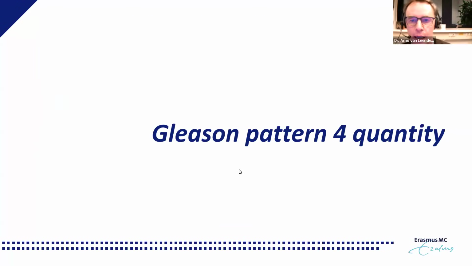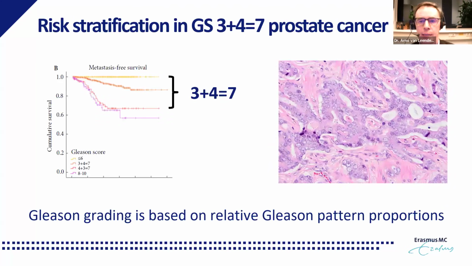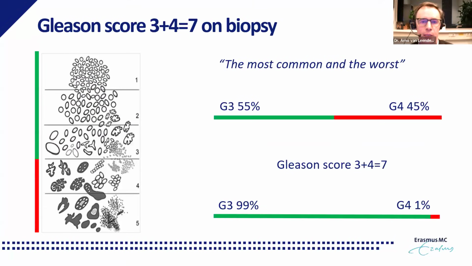Okay, then finally, for the last 10 minutes, I want to discuss some very exciting new insights in Gleason pattern 4 quantity. So we know that Gleason score 7 biopsies are actually the most common that are found nowadays in the MRI era. And many studies are ongoing to develop further risk stratification in these patients. One of the ways of looking at Gleason score 7 is the difference between pattern 3 and 4, and then particularly the quantitative measurements of both.